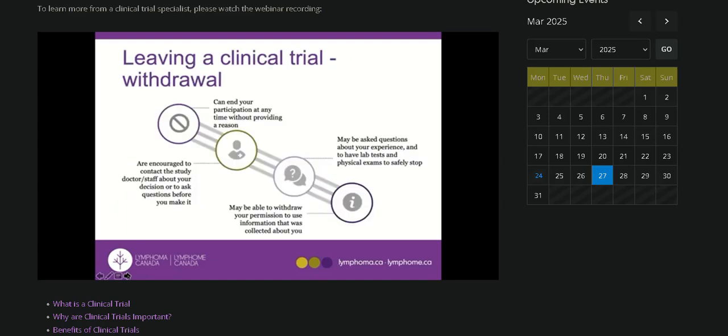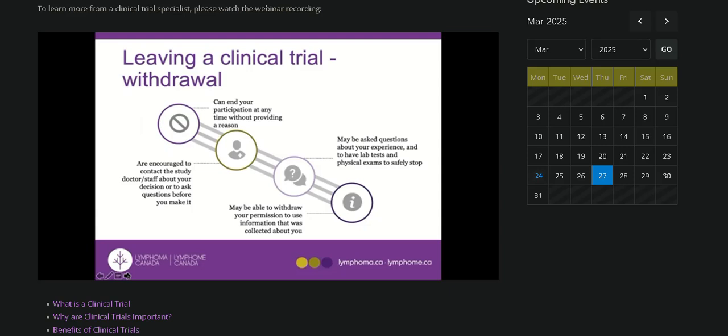So you can leave a clinical trial at any time. You don't have to provide any kind of reason, but you may be asked for a reason, or you might be asked to share information about your experiences in the trial. You are encouraged to talk to the study team before you make that decision. So as part of informed consent, ask lots of questions, make sure that you're good with your decision to withdraw, and that is the decision that you would like to make.